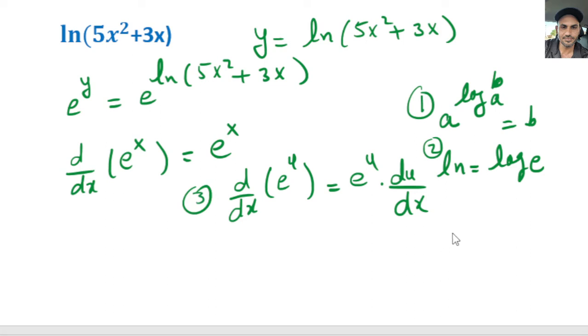And one more: e to the ln of a is equal to a. So this is our fourth identity we need to know. All right, now we can go ahead and actually solve this.